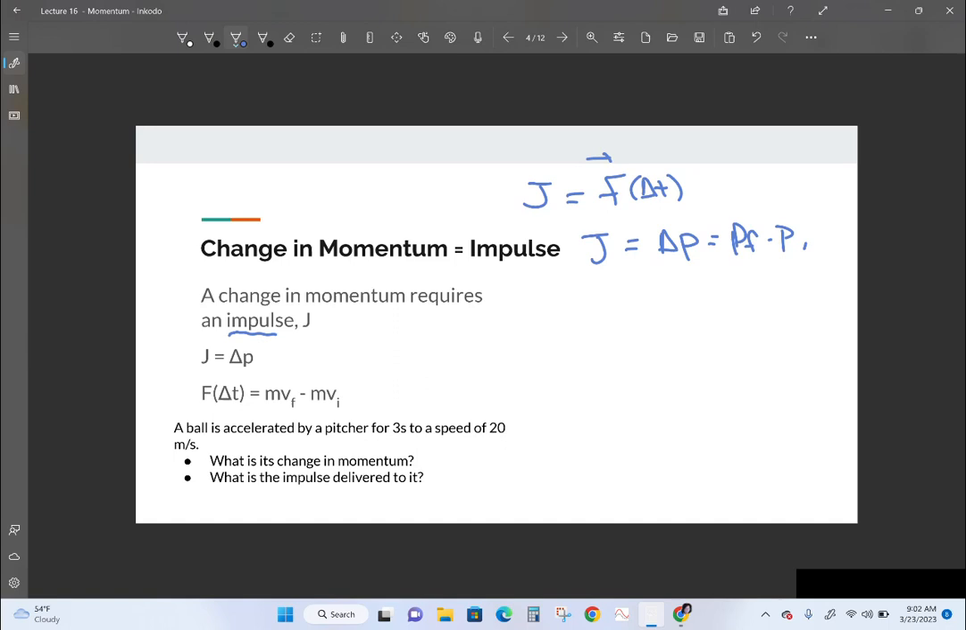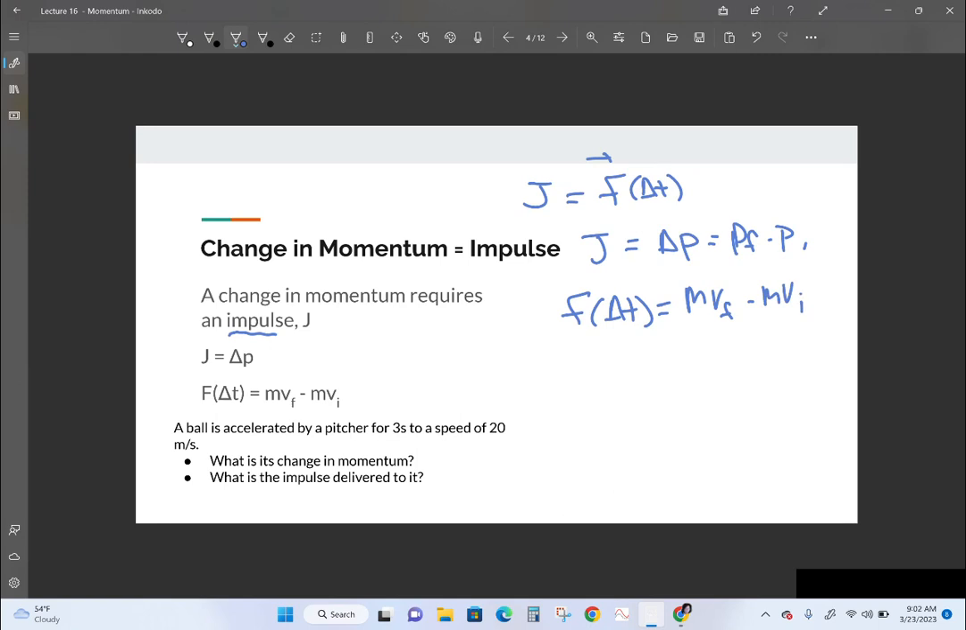And that means that we have a new theorem. It's called the change in momentum impulse theorem. Remember, we had the work kinetic energy theorem. Now we have the change in momentum impulse. So F times delta T is equal to delta P, which is mVF minus mVI.